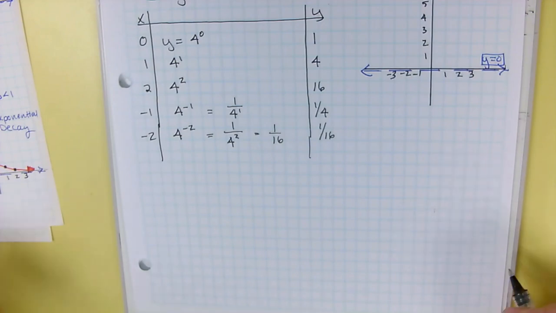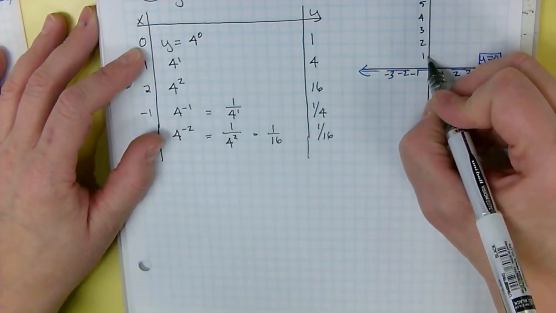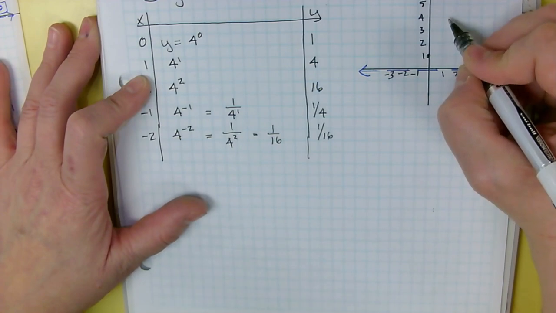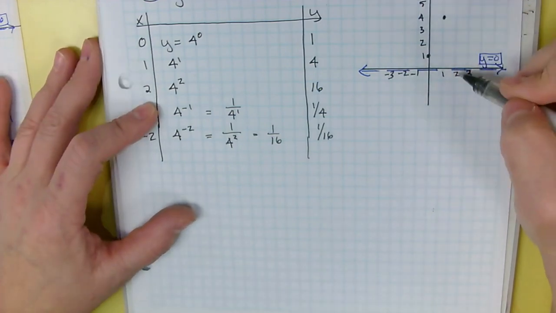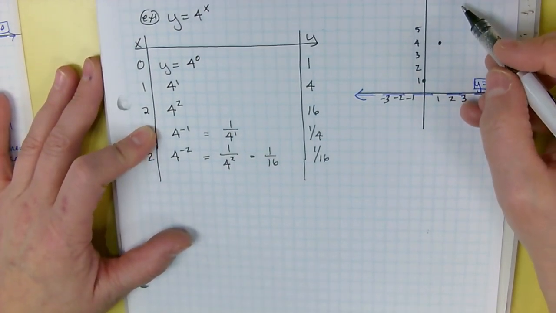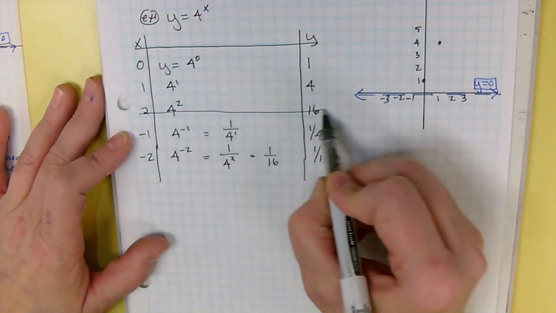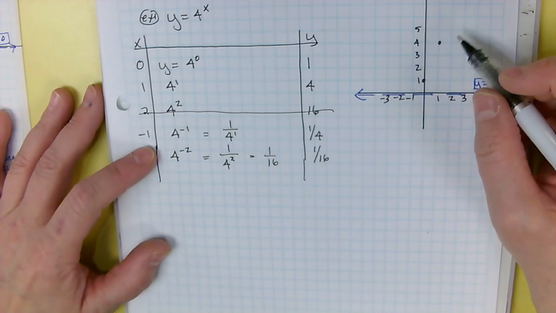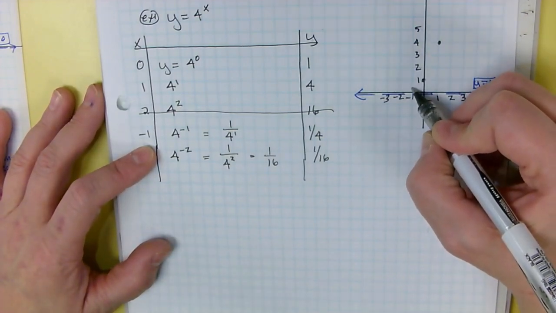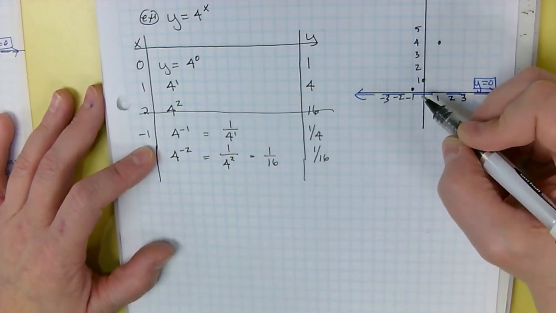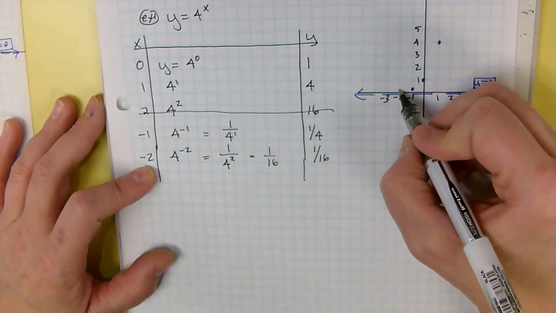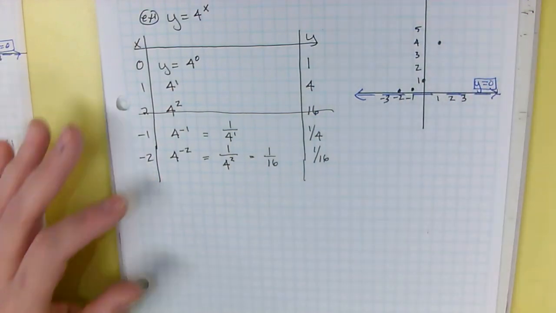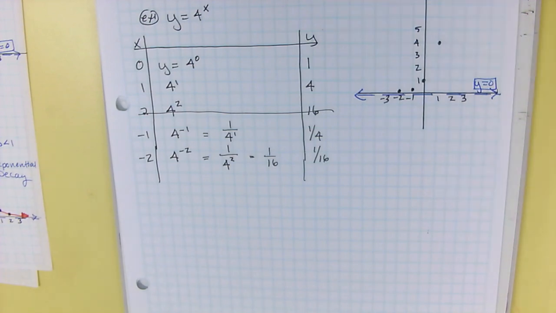Okay, so let's plot these points. 0, 1, 1, 4. Now, 2, 16 is way too big, so I'm not going to actually use the 2 and the 16. I got 2 here on the positive end. That's good. So -1 and 1/4, it's kind of shoved in there. -2 and 1/16 is so close, it's practically sitting on the axis. But because of the asymptote, it never actually touches the axis.